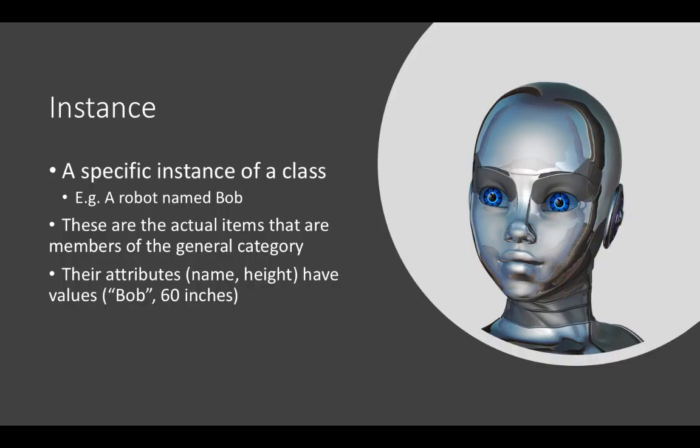Then when you have a specific one, that's called an instance. So a particular robot would be an instance of the robot class. A particular car, your car, would be an instance of the class of things called cars. These are the actual items that are members of that category, and their attributes, the attributes that every member of the class has, like for our robots, every robot has a name and a height. An instance will have specific values that go with it. So the name of our robot might be Bob. The height might be 60 inches. So all of those attributes are available to every instance of the class, but an instance will have values for those particular things.